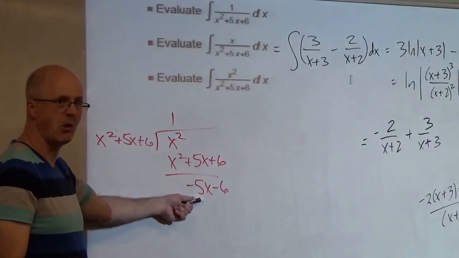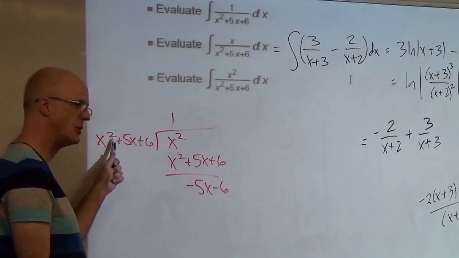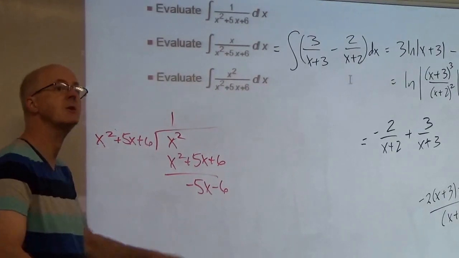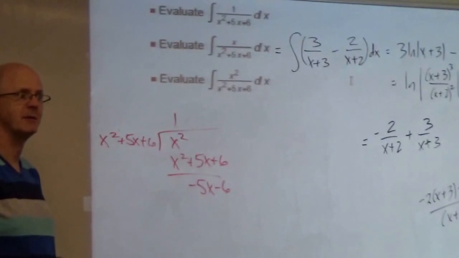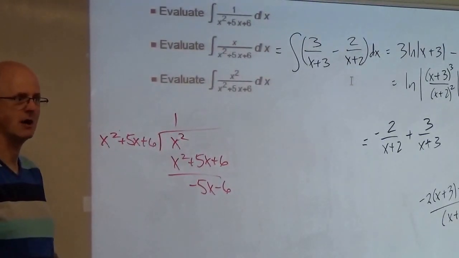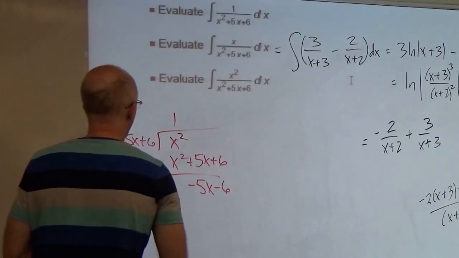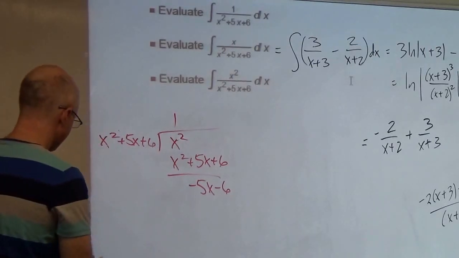This thing now has a lower degree than this thing does. The degree of that is 2, that's the highest power. The degree of this is 1. You can stop. You were done with your long division. The long division wasn't too long. What does it mean? That's more important.